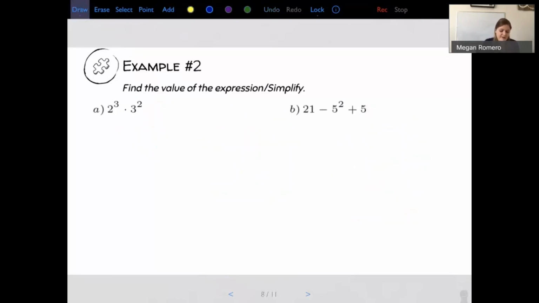Next, example 2. Find the value of the expression or simplify. When I have multiple directions here, in this case denoted by the slash in between, it means that you might see it either way in the online homework system.